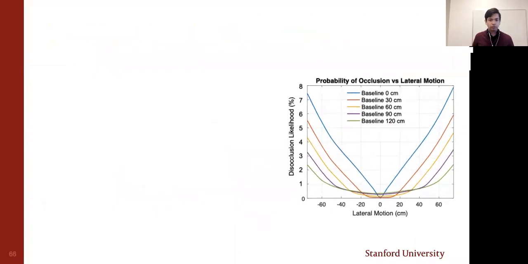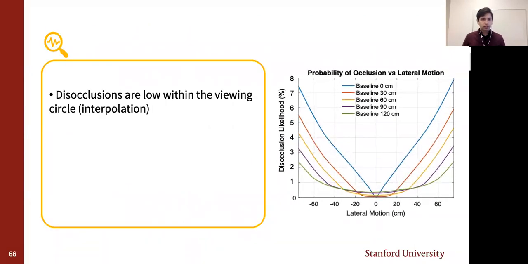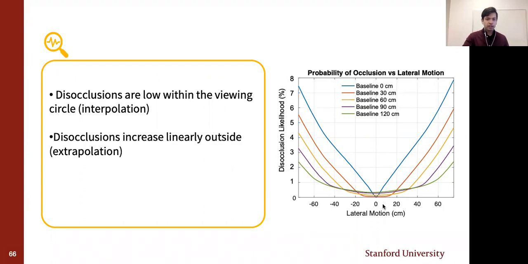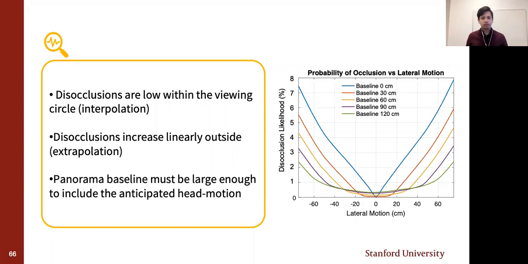Looking at this graph on the right, we can draw a few more conclusions. The first is that within the viewing circle for each stereo panorama pair, the disocclusion holes are low. For example, this red line corresponds to a panorama with baseline 30 centimeters. And we can see that so long as the viewpoint falls within plus minus 15, the disocclusion holes are relatively low. Also, outside of this region, disocclusions tend to increase linearly. And this means that stacked omnistereo panoramas must be wide enough to encompass the entire range of anticipated head motion to minimize disocclusion holes.